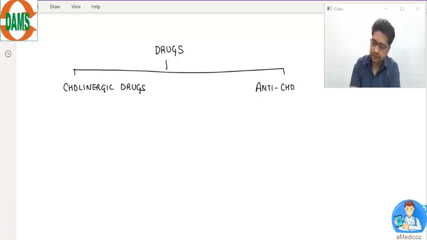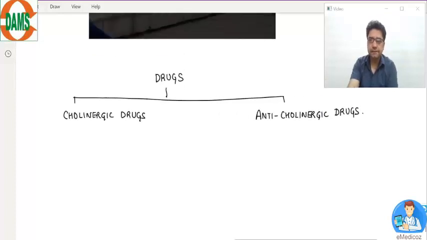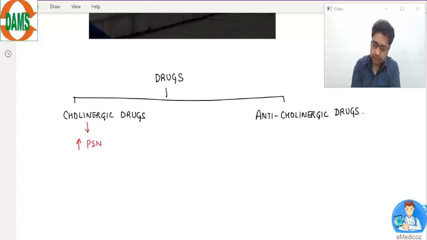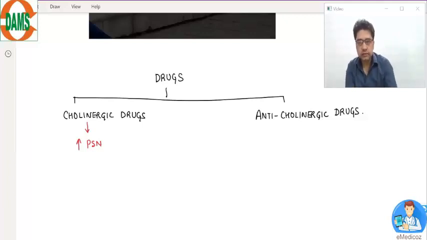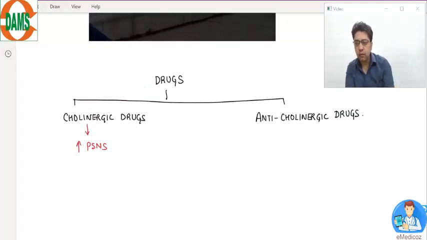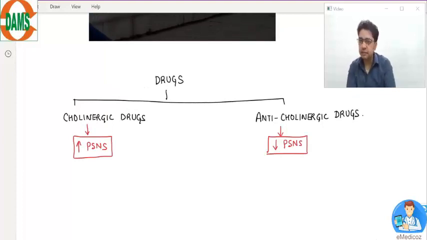So this is the first slide: cholinergic drugs and anticholinergic drugs. Now we know that cholinergic drugs will increase parasympathetic activity in the body, while anticholinergic drugs will decrease parasympathetic activity in the body, as the name implies.